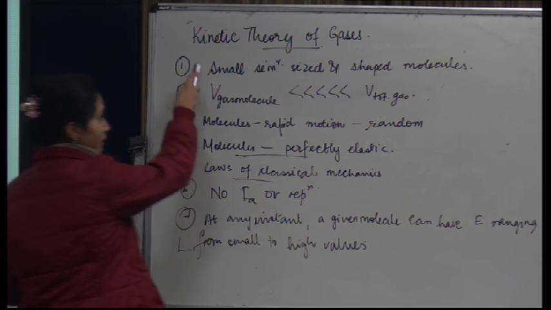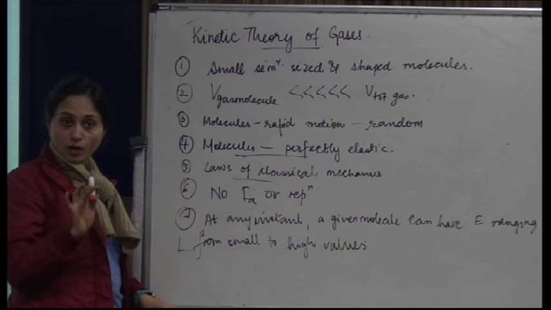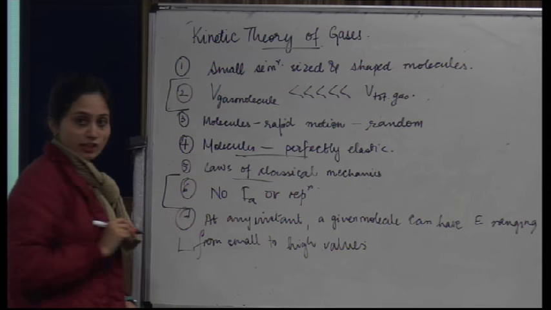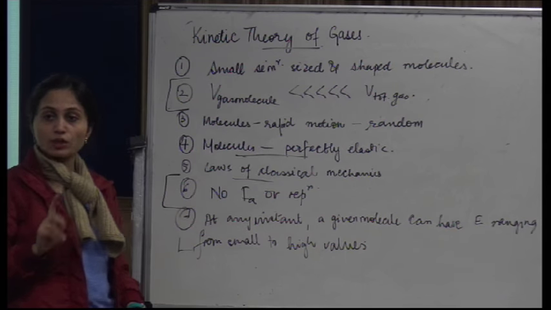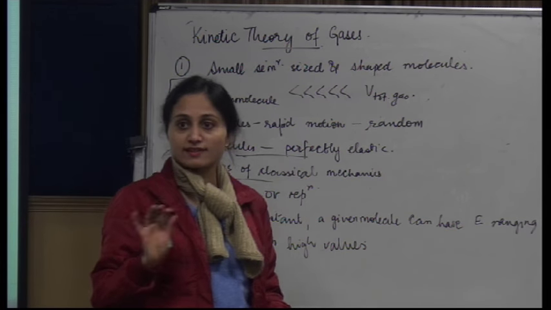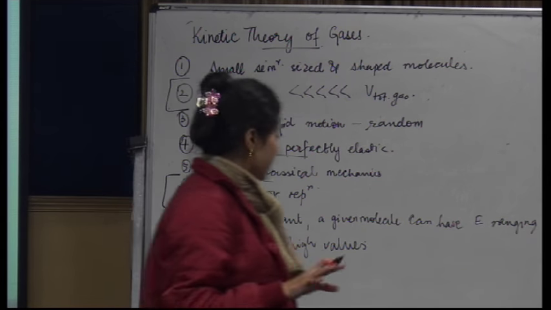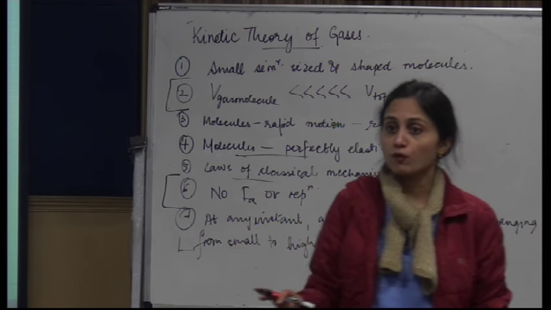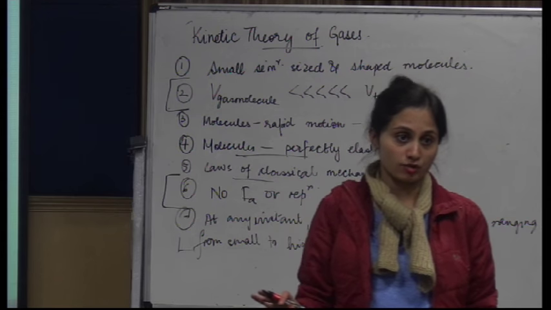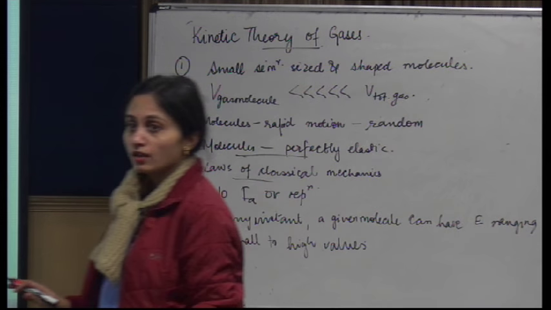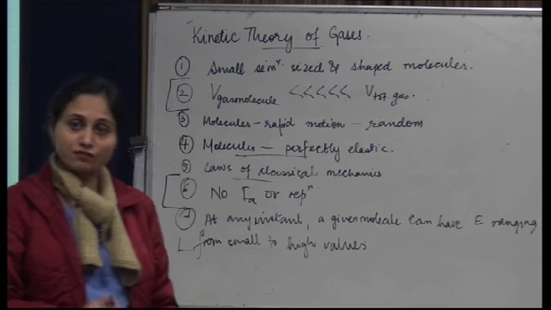Now what we have is, all these points are important. Out of these points, please remember this point and this point especially. Point number 2, which says that the volume of the gas is negligible in comparison to the total volume of the gas, and point number 6 on the board, where it says that there are no forces of attraction or repulsion. Okay? Is that clear? These are the postulates of the kinetic theory of gases.